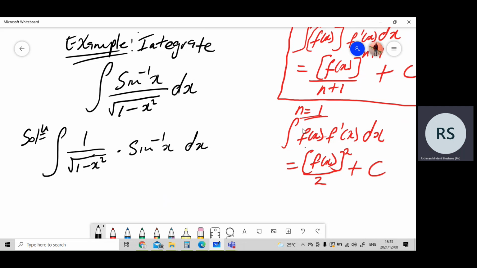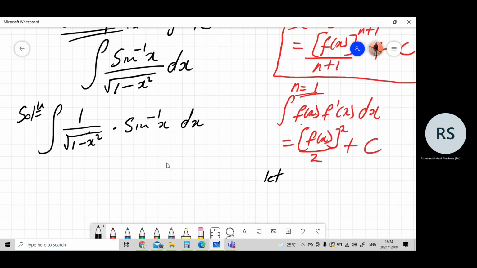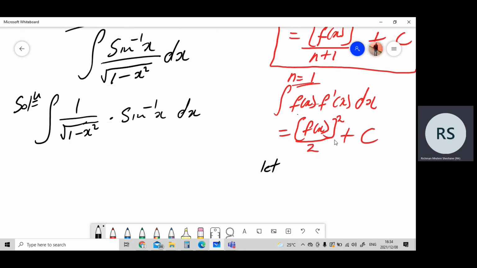If you let, maybe according to this formula, f of x equal to sine inverse of x, the derivative of this function is 1 over square root of 1 minus x squared. You can even check the formula sheet. I know if you're going to need this, I'll provide it.